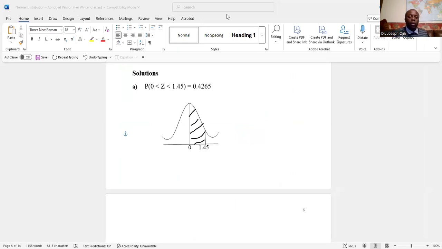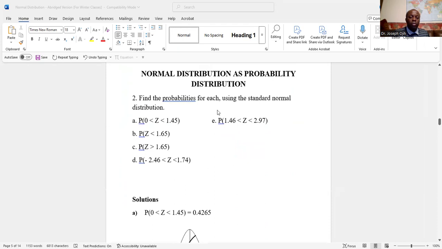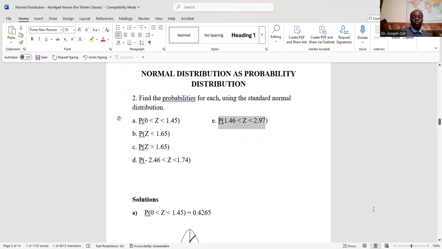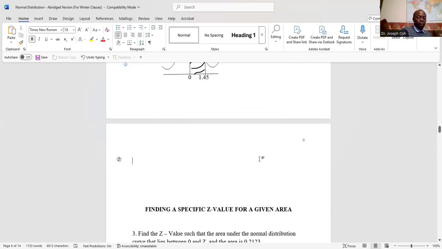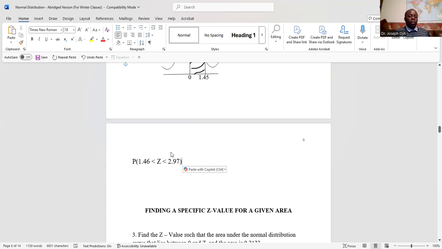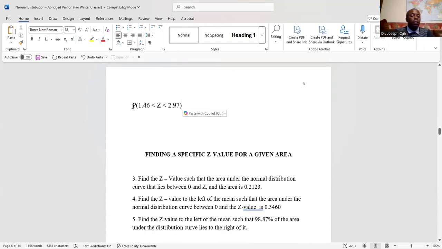Now, let's try another one. Let's try the one that has this one right here. Let's try this one. And then, of course, you can try the rest of them by yourself. It's really through the direction that the way I explain this here. This is part B. Well, actually, part E.